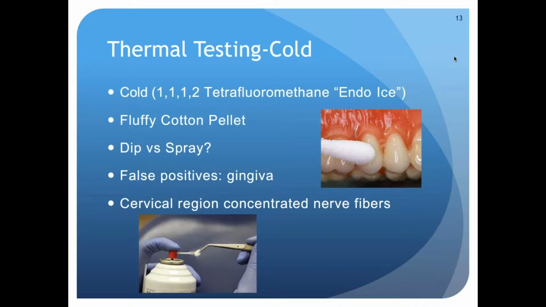There's a risk for false positives with this, so you have to be careful where you place it. A jumpy patient's going to jump just by you touching them, and that may give you a false positive. Touching the gingiva may also make them think that they're feeling pain. Also really important is to go to the cervical region of the tooth when testing, because that's where the highest concentration of nerve fibers is.